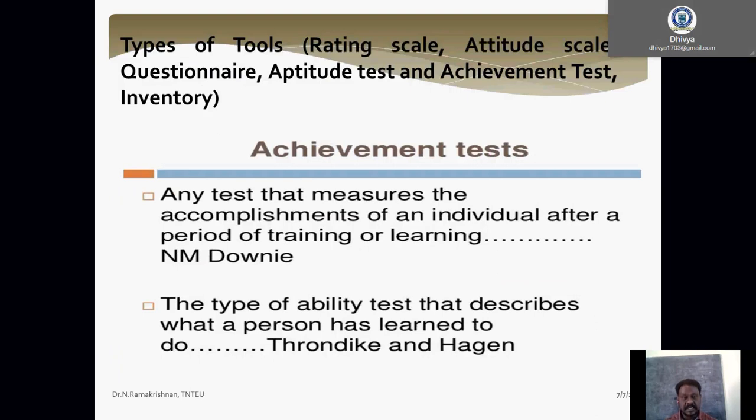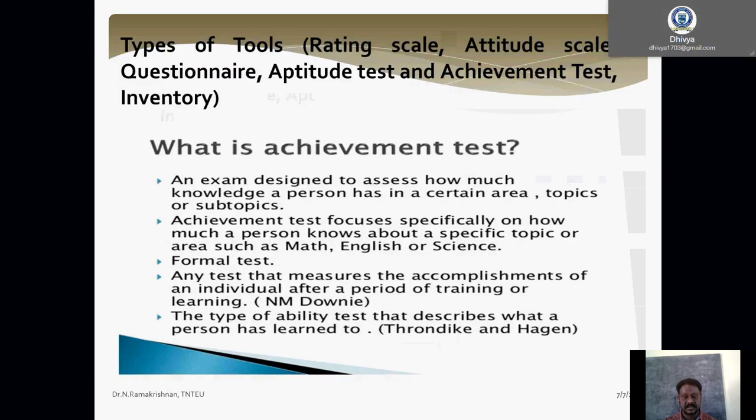Any test that measures accomplishments of an individual after a period of training or learning is known as an achievement test. The type of ability test that describes what a person has learned to do, see the word I stress, learned to do, that is an achievement test. And what is an achievement test? An exam designed to assess how much knowledge a person has in a certain area, topic or subtopic.